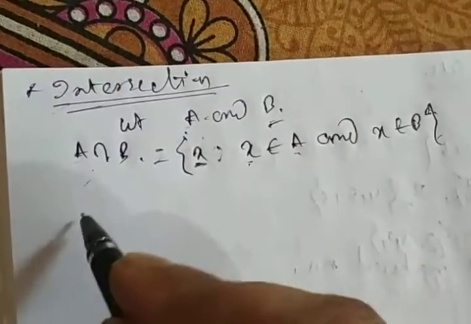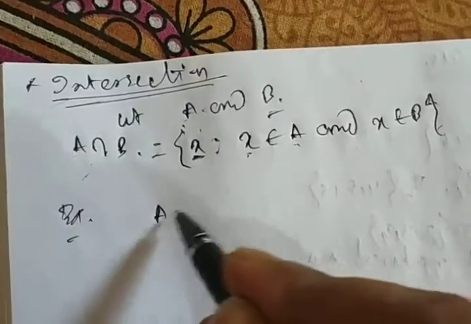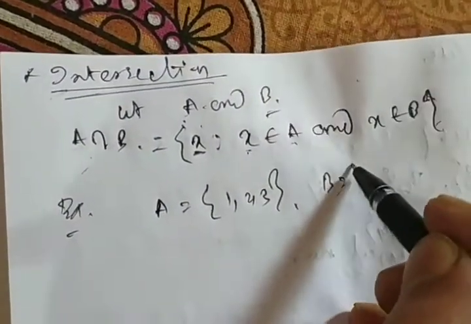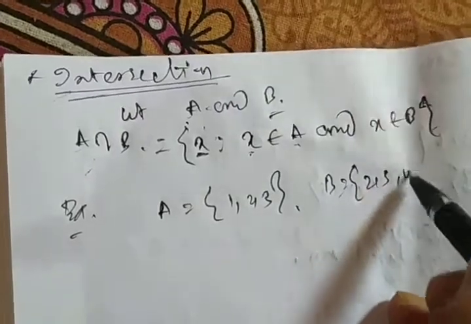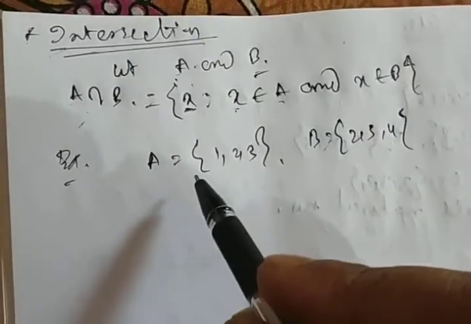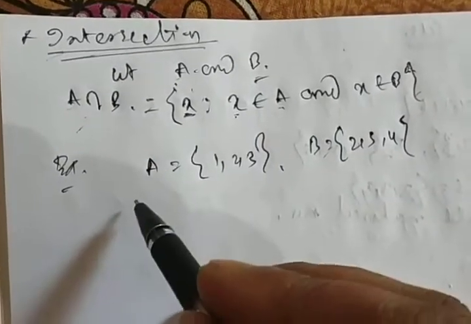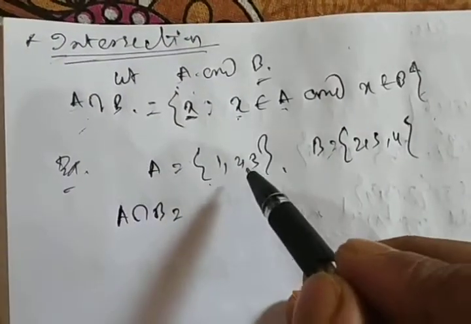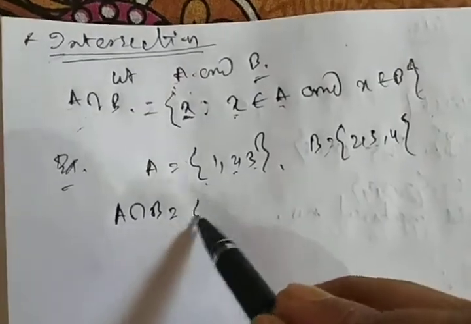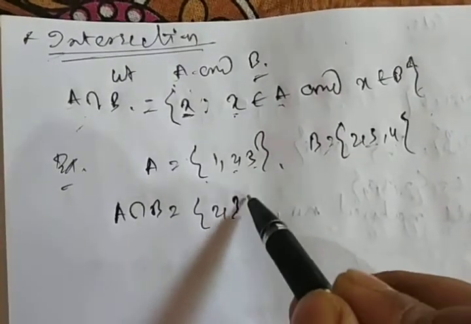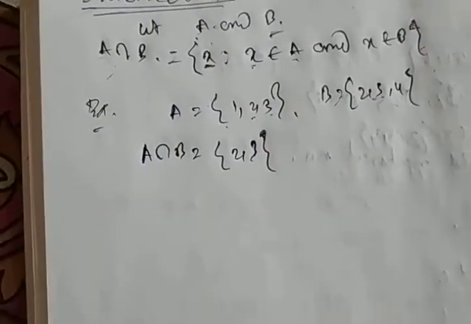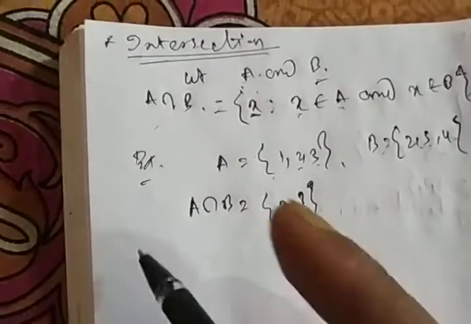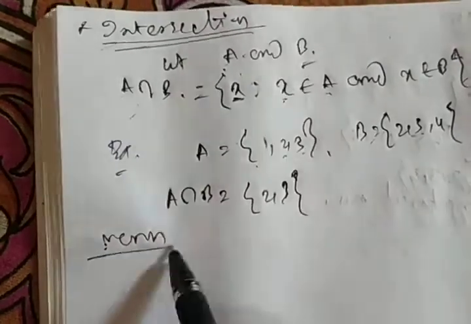Now, as an example, we can say A equals 1, 2, 3, and B equals, same example, 2, 3, 4. So A intersection B will be the common elements in the sets A and B: 2 and 3. So A intersection B contains only 2 elements, 2 and 3. Venn diagram representation.